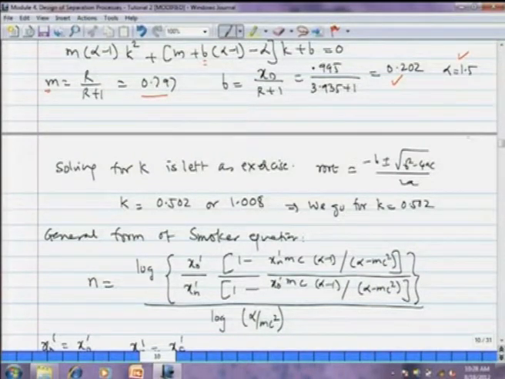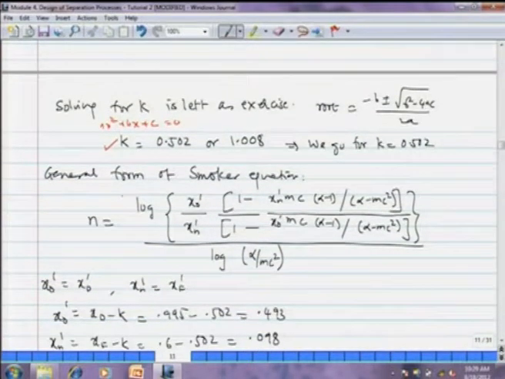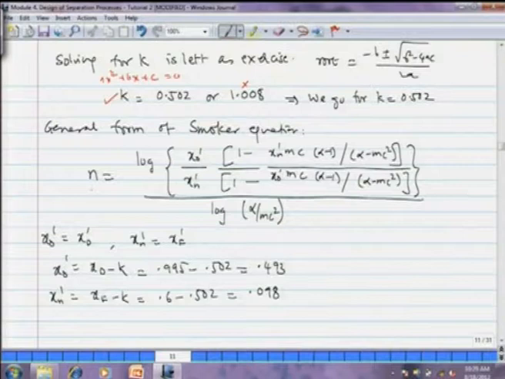You can use the standard formula for an ax square plus bx plus c type of equation, and the root is minus b plus or minus under root b square minus 4ac, divided by 2a. So, putting all these values, you can get two values of k as 0.502 and 1.008. Now, k is a mole fraction. So, we have to discard the value greater than 1 as absurd, and we go for the other value of k, 0.502.